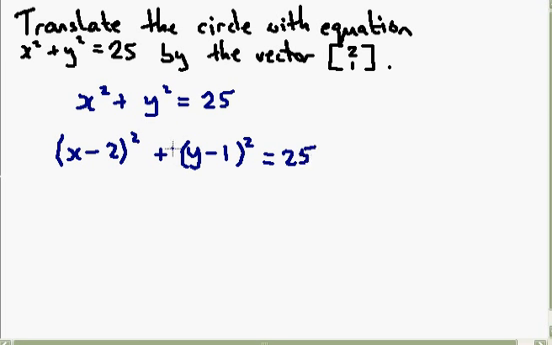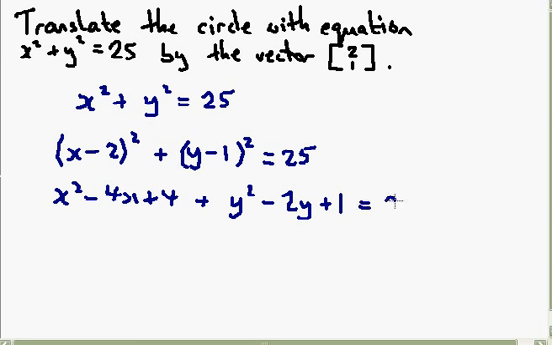So you can already think of this as the circle that was centered at (0, 0) has now been moved. It's now the same sized circle, but it's now centered at (2, 1). Now we're going to multiply these brackets out. We're going to get x squared minus 4x plus 4 from that first bracket, and the second bracket will give y squared minus 2y plus 1. And that's all still equal to 25.